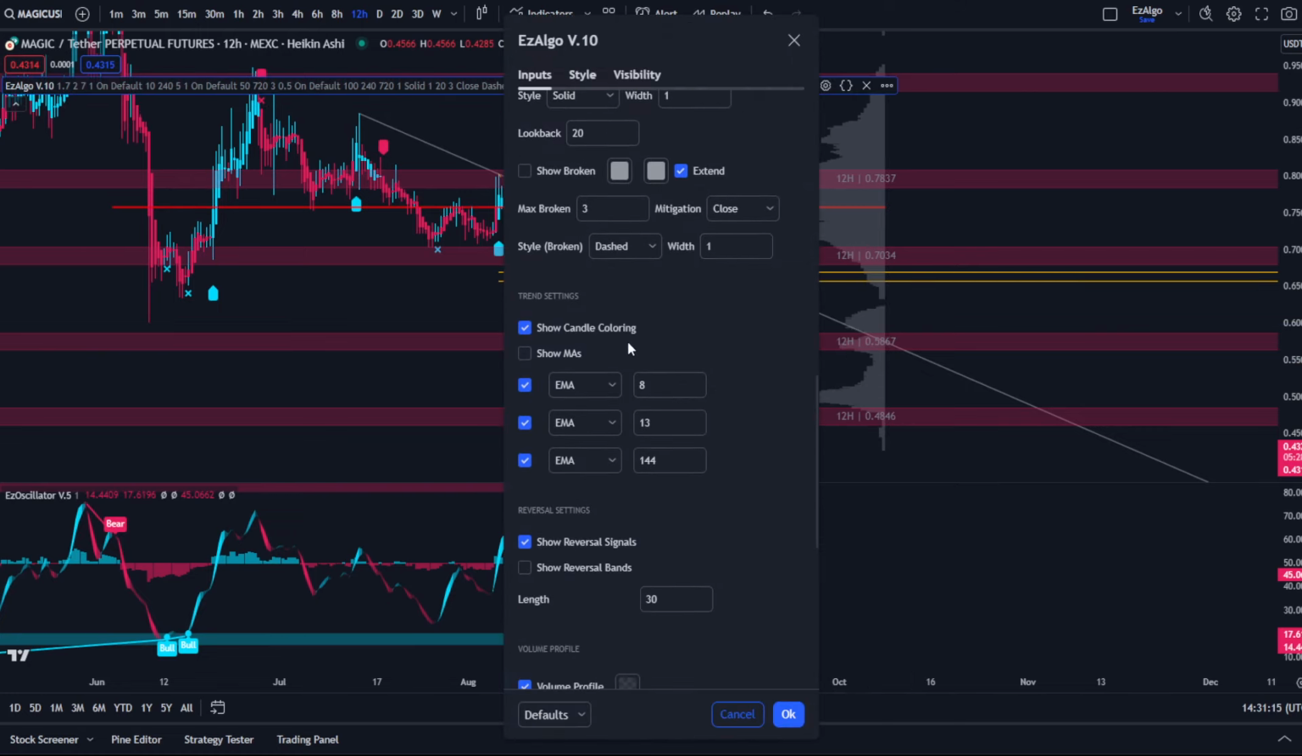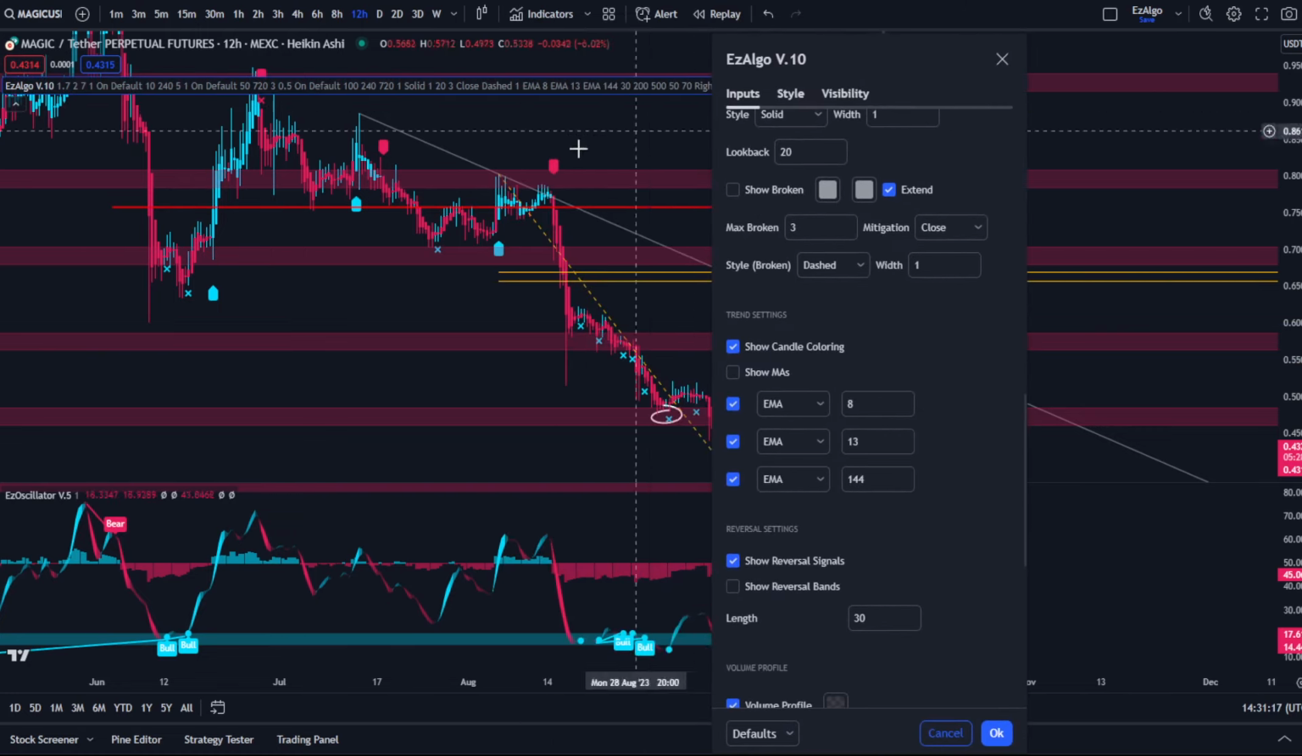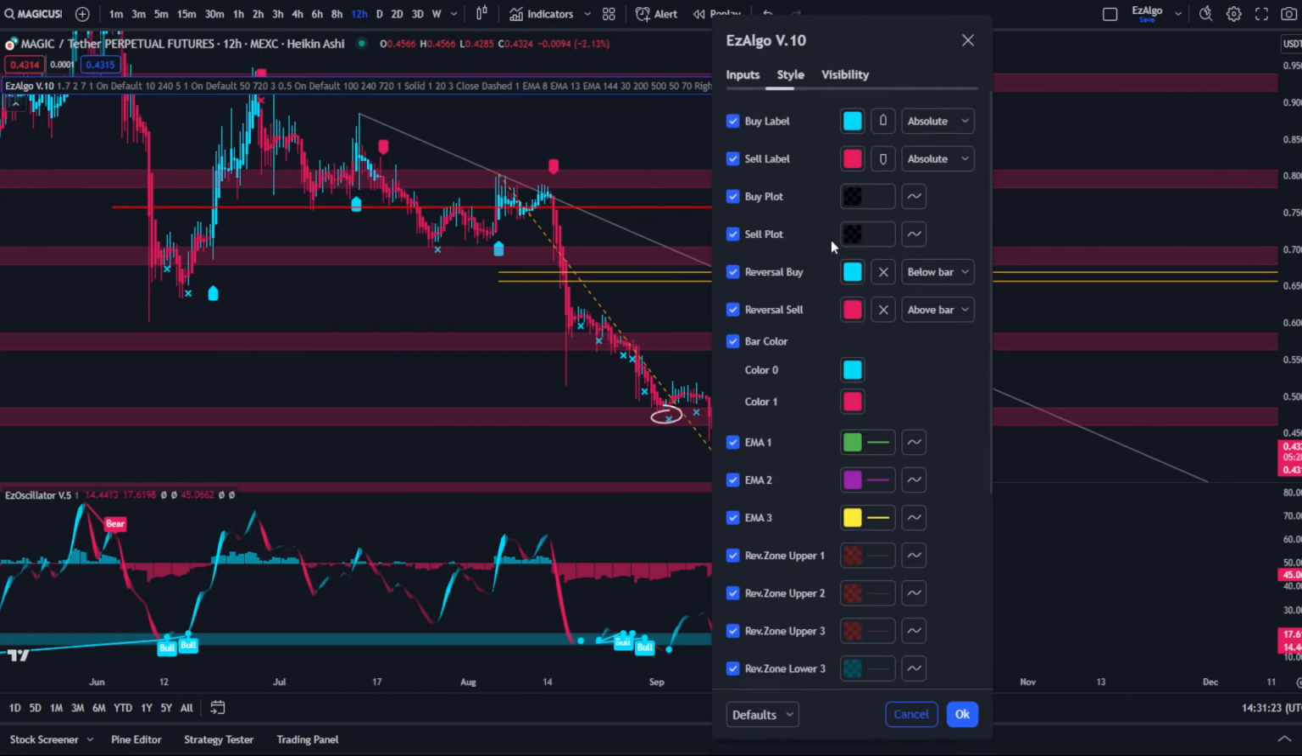All right, below that, we have the candle coloring. Pretty simple, right? All the candles in a buy signal will be blue, all the candles in a sell signal will be red. This is customizable in the style here if you want to change any of these colors.